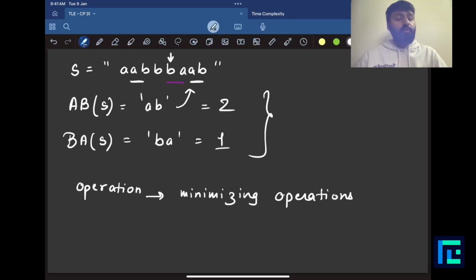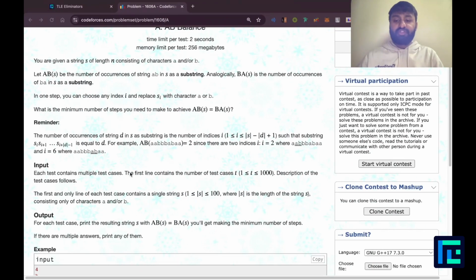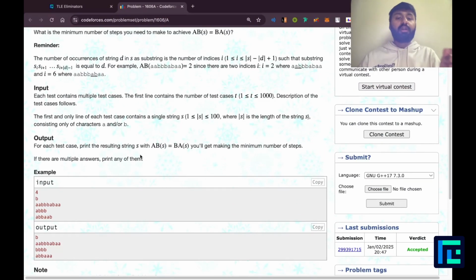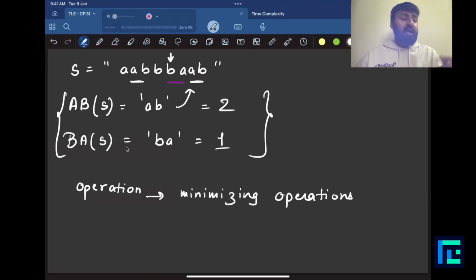what do we have to do to actually make the occurrences of small ab and the occurrences of small ba equal? If we are able to minimize the number of operations, finally, in the question, if you check the output, we haven't been told that we have to print those steps. Rather, we have been told that you have to print the resulting string. So let's say you did some operations, for example, and let's say you changed some B to A, some A's to B.